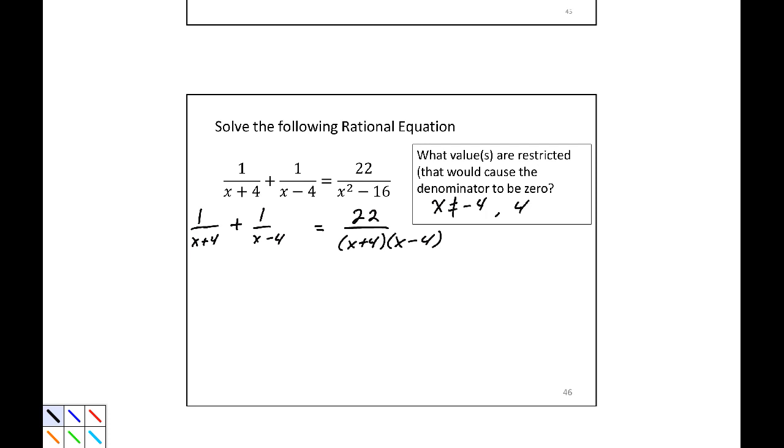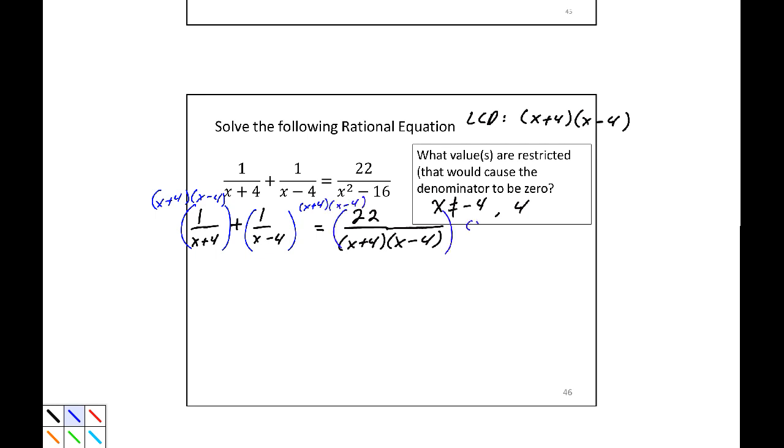Next, we want to find our least common denominator. The least common denominator for these is going to be x plus 4 times x minus 4. The x plus 4 will cancel here. The x minus 4 will cancel here, and both will actually cancel in that term. Next, we want to multiply everything by x plus 4, x minus 4, and then on the right-hand side, x plus 4, x minus 4.